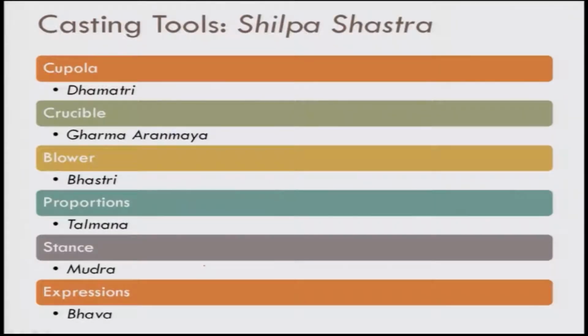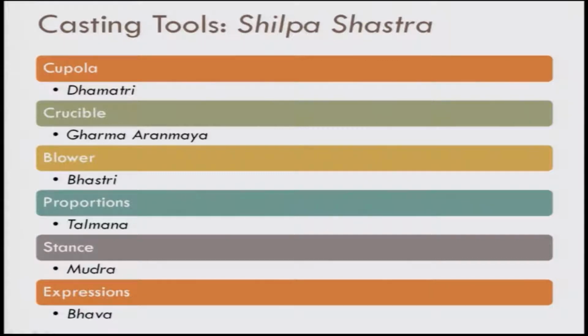If you look at the Silpa Shastra, these are the tools which are used. The Kupala, in Hindi or perhaps Sanskrit Dhamatri, is basically a furnace used to heat the metal and for foundry work. The crucible, the pot used for melting the metal, is also known as Gharma Arannamaya. And the blower is known as Bhastri. This air blower we have seen in iron making, when we discussed iron. And these are of course the tools.